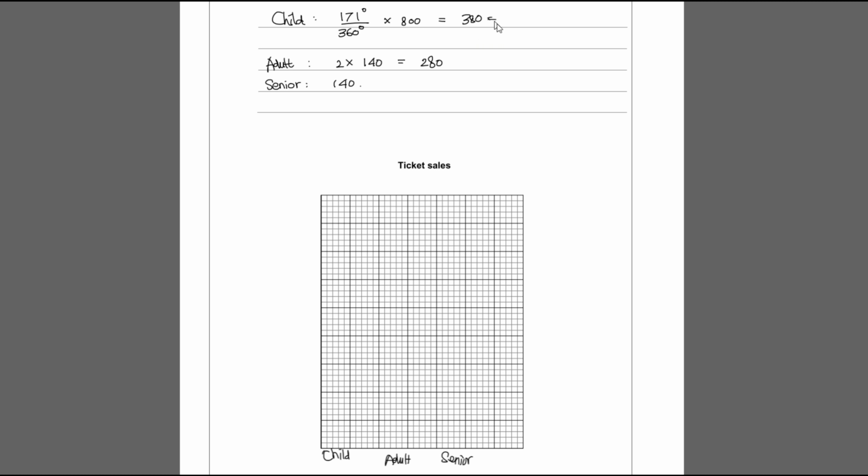So this will be the highest number, 380, somewhere in the highest here. If I say this is 0, then let's take a step: 100 here, 200 here, 300 here, and then 400 here. So for the child, 380 should be here, between 300 and 400. That's for the child. And then for adults, we have 280, between 200 and 300. So it's here. That's for adults. And for the senior is 140. This is 100 and then 150 is here. So it's a bit below for the senior.